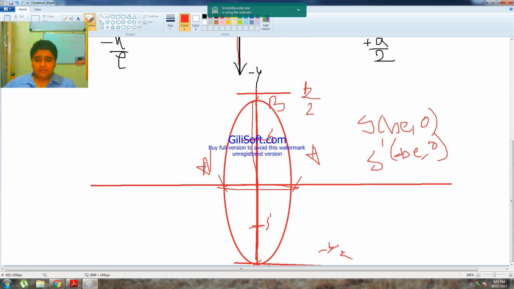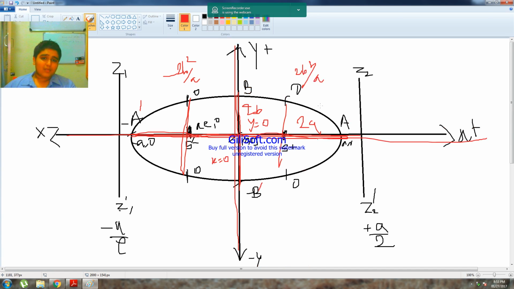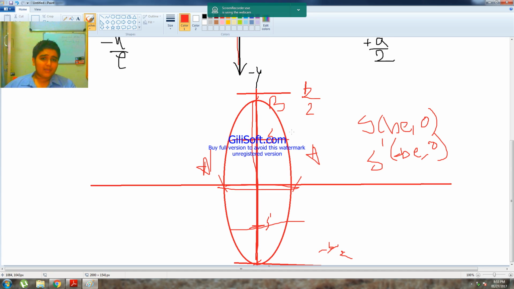Then we got the latus rectum. The latus rectum is going to lie along the foci. And the equation for this latus rectum would be, now what was the equation over here? It was minus 2b square upon a. It will be minus 2a square upon b, I mean this would be plus 2a square upon b, and minus 2a square upon b.